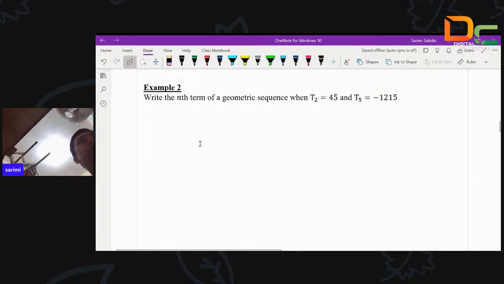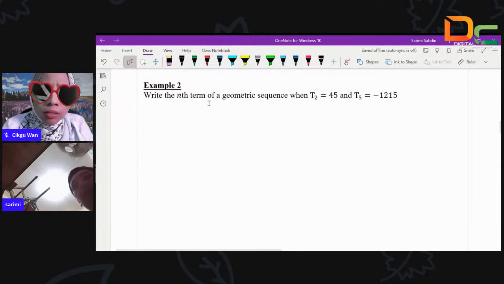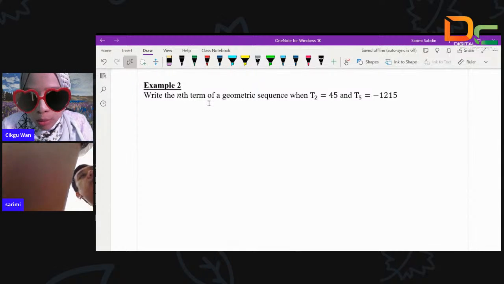Alright, second example. Write the nth term of a geometric sequence when the second term is 45 and the fifth term is negative 1215.